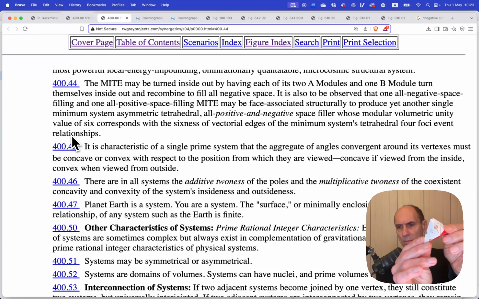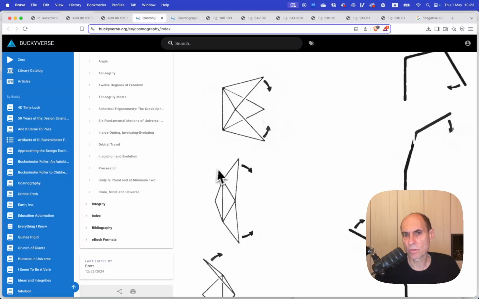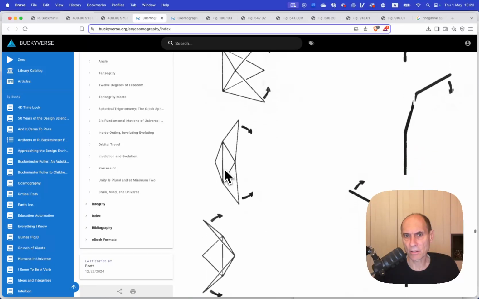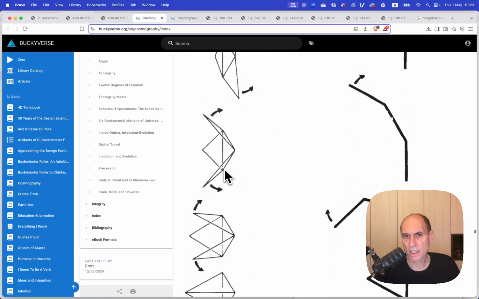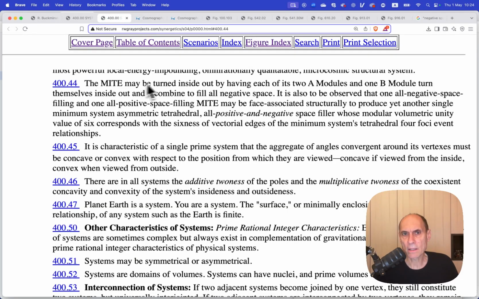Now, each of the components of the MITE can be turned inside out. Inside out is drawn here in another book by Bucky called Cosmography, where you can see the triangle being inverted, or turned inside out, on the left. So the MITE may be turned inside out by going through that process for each of its components, the two A modules and the one B module. And then it becomes a negative space filler.